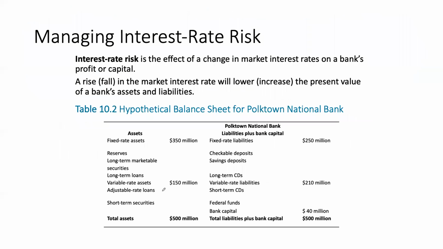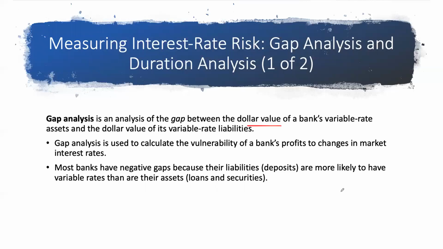Most banks' balance sheets look something like this, where the dollar value of the variable rate assets is going to be lower than the dollar value of the variable rate liabilities, right? And that's because liabilities, generally speaking, are more likely to have variable rates, because your liabilities are your deposits, and the rate on those deposits changes based on market conditions.